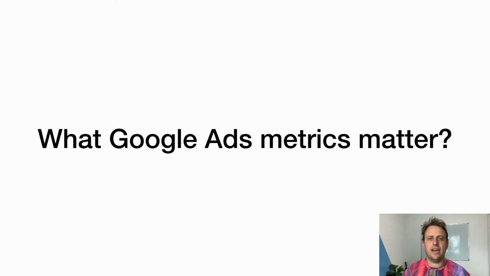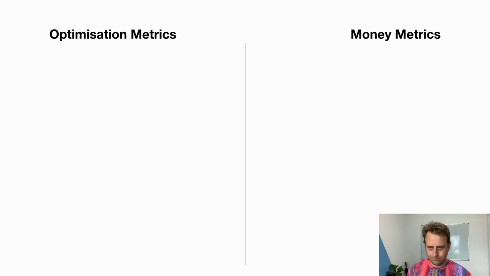And the answer is that there are some things that a lot of people think are really important that are just not actually that important, and at the end of the day don't result in you getting more money in your pocket. So I like to break all of the metrics you can possibly track that are relevant to your Google Ads down into 2 groups. The first I call optimization metrics, and the second I call money metrics.